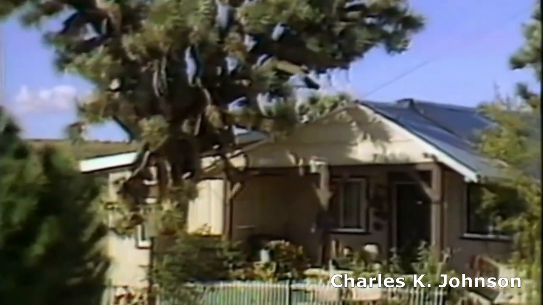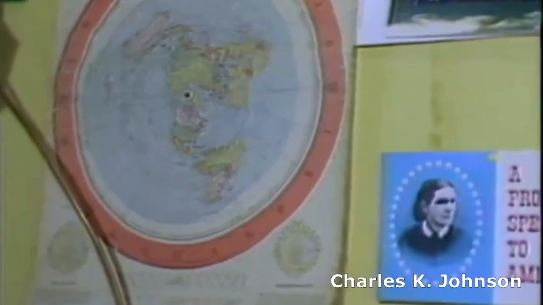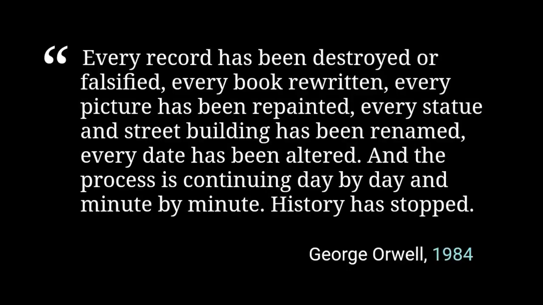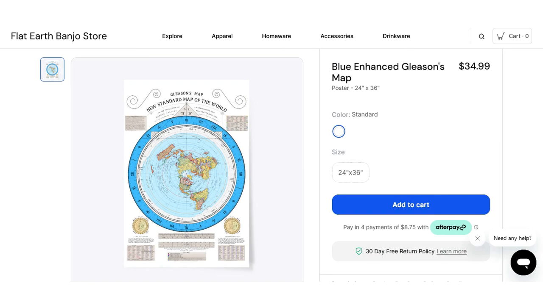Here you see it hanging on a wall in the house of the late Charles K. Johnson. Here is a quote from the book 1984 by George Orwell. Every record has been destroyed or falsified, every book rewritten, every picture has been repainted, every statue and street building has been renamed, every date has been altered, and the process is continuing day by day and minute by minute. History has stopped.